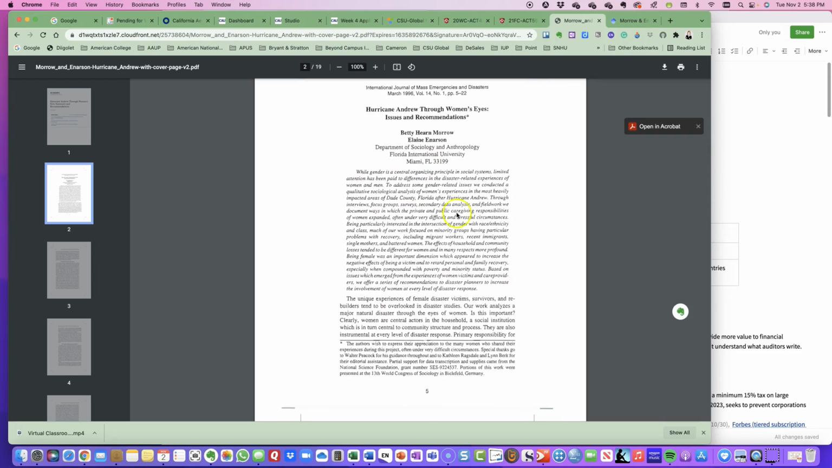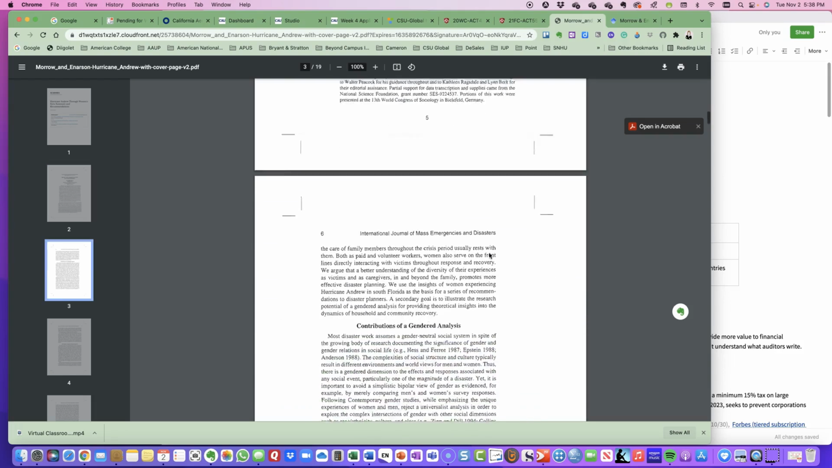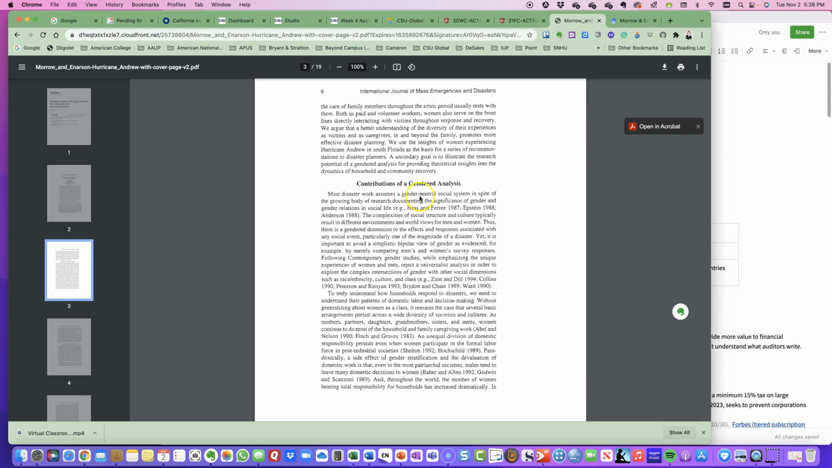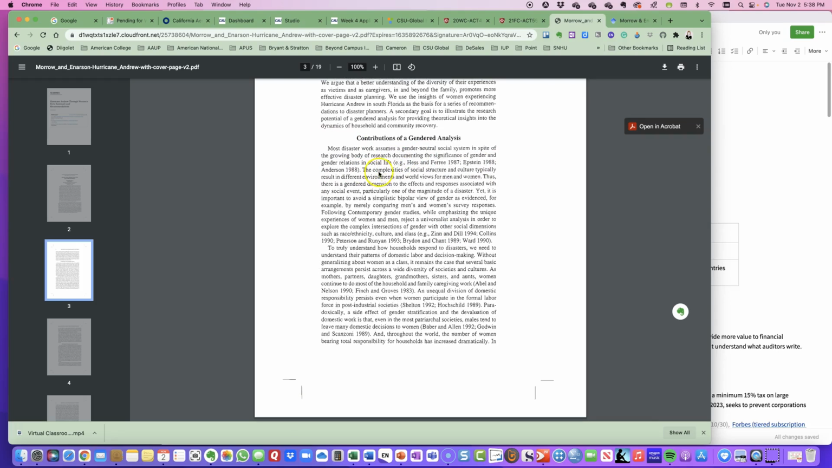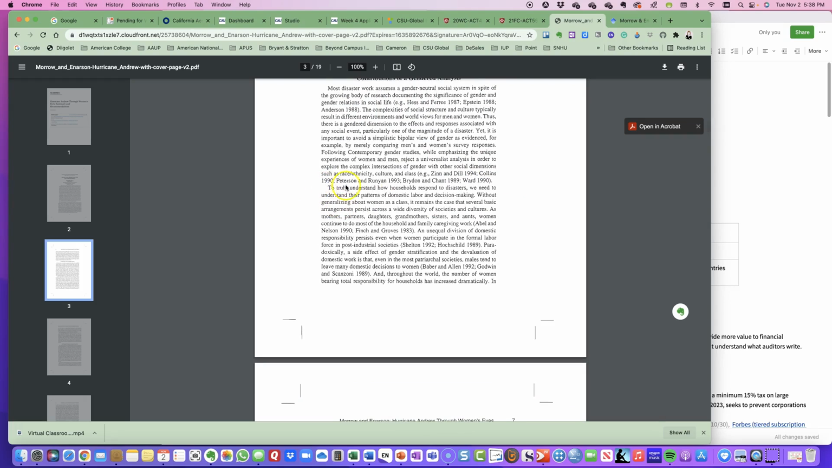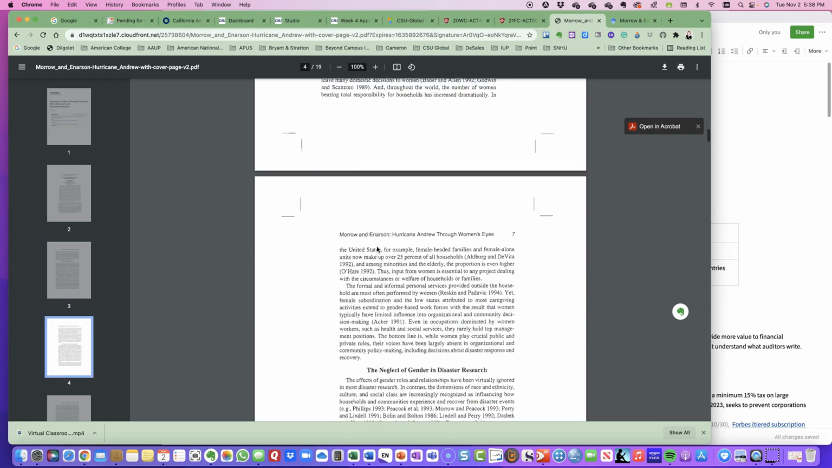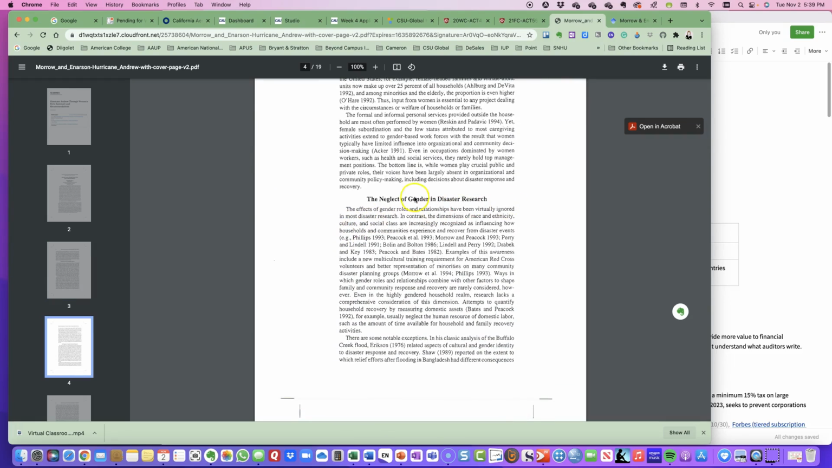And typically you see this is the abstract right here of the article. Then it goes into somewhat of an introductory part. And then right here you see contributions of a gendered analysis. And here they talk about the gender neutral society in spite of all of these other documents that are saying the significance of gender and gender relations in social life. And they give you some references here, and they tell you, to understand the responses to disasters, we need to understand domestic labor and decision making. And then it goes into the neglect of gender in disaster research.